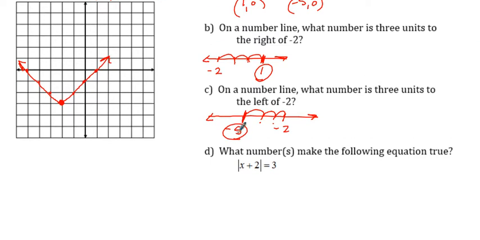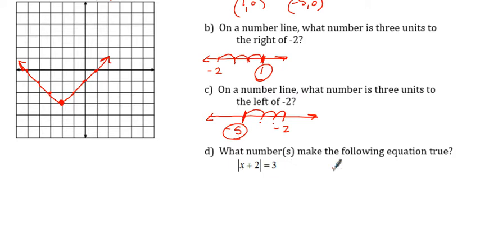So let's bring it all together here in the algebra. What numbers make the following equation true? Without even using what we did earlier, what numbers make this true? What can you add to 2 and then take the absolute value of and make a 3?